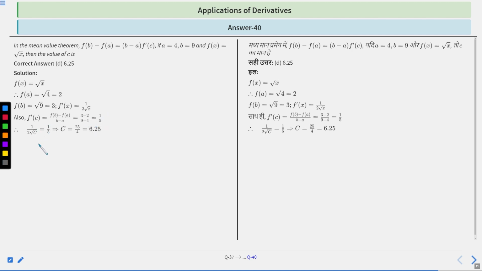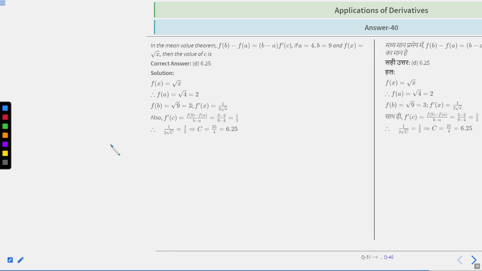So f dash c is 1 by 2 root c. Therefore, 1 by 2 root c is equal to 1 by 5. So c can be written as 25 upon 4, which is basically 6.25. So the answer should be 6.25. So I think option D is the right choice. Option D, 6.25 is the right one.